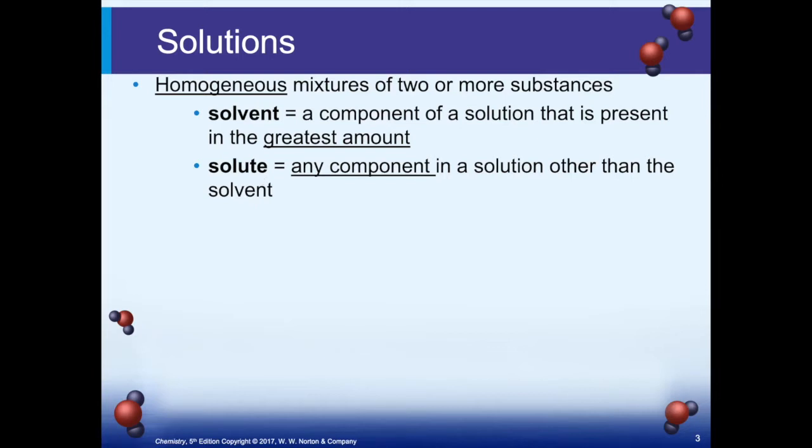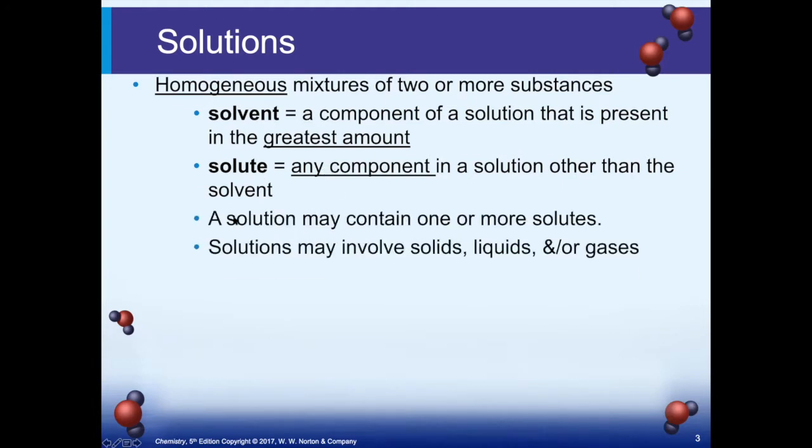And then there's of course some other trace gases in the atmosphere, like carbon dioxide and argon and other gases like that. Okay, so some of the terminology associated with solutions: the solvent and the solute, and the solution is a homogeneous mixture. There's nothing saying that a solution can't have more than one solute.